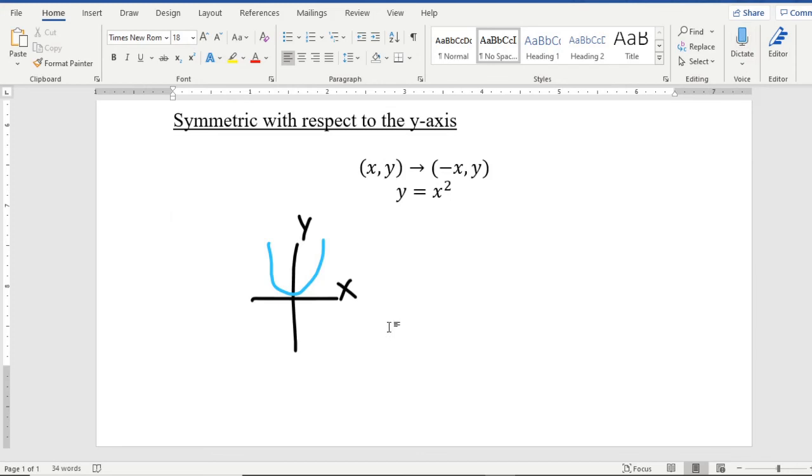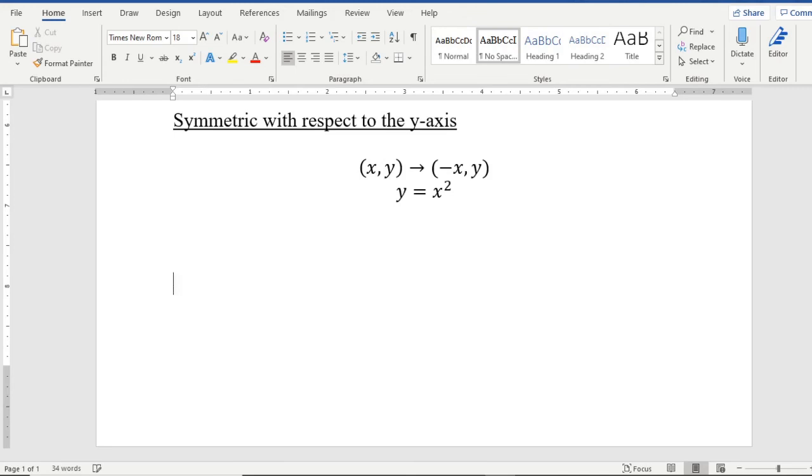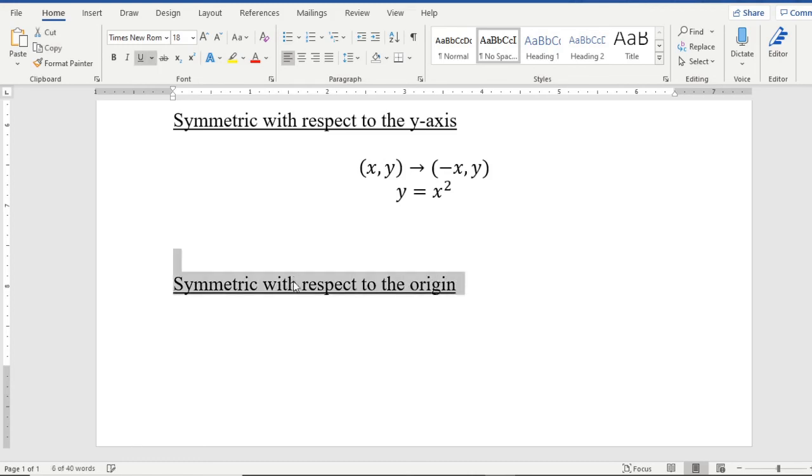Okay, and then the last one is going to be with respect to the origin. So again, let's get rid of this. And the last one is with respect to the origin. For those that don't remember that word origin, it just means the center of the graph where the x and y axes meet.